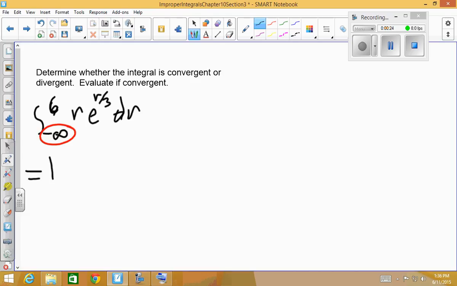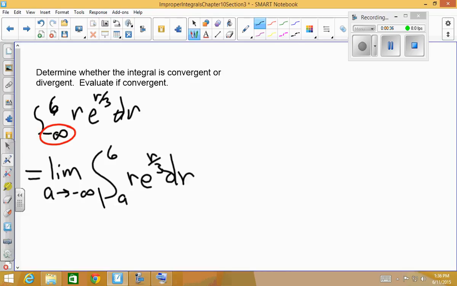This becomes the limit as a approaches negative infinity of the integral from a to 6 of r e to the r over 3 dr. Then we treat the resulting integral as one that the fundamental theorem does apply to. And in order to do that, we're going to have to find an antiderivative. So let's take over here and try to find an antiderivative of r e to the r over 3.